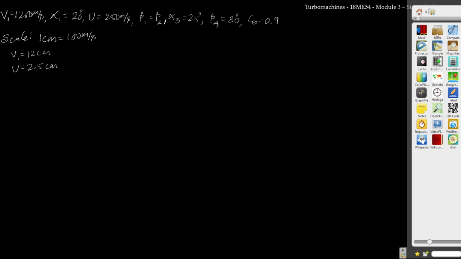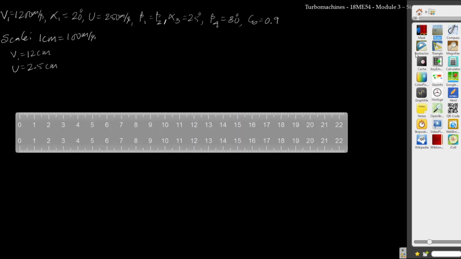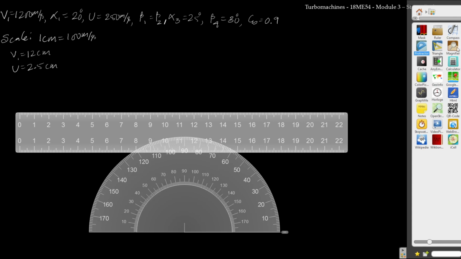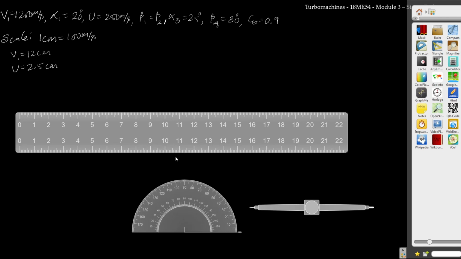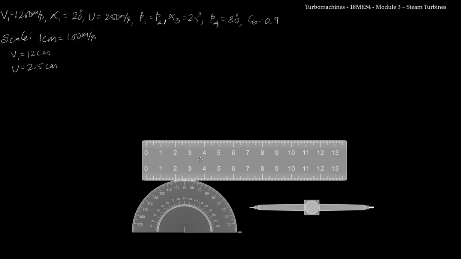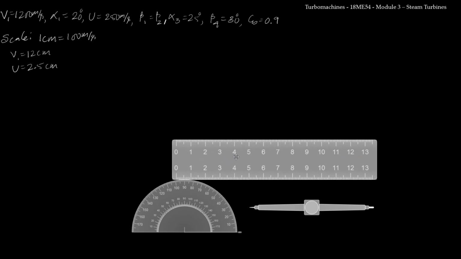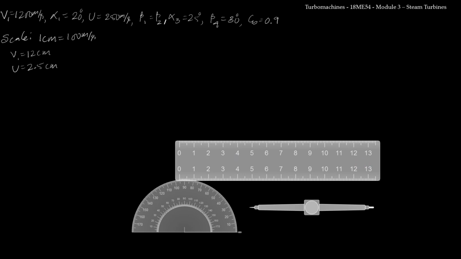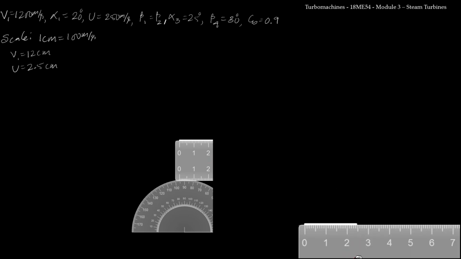So I'll import the tools, the ruler, protractor and the compass. I'll be needing these things to measure the values and draw the velocity triangle. In the upper half of the sheet, I'll keep the scale at the center and I'll start with the construction. U is 2.5 centimeter, so I need to draw a 2.5 centimeter line. So this is the 2.5 centimeter line.